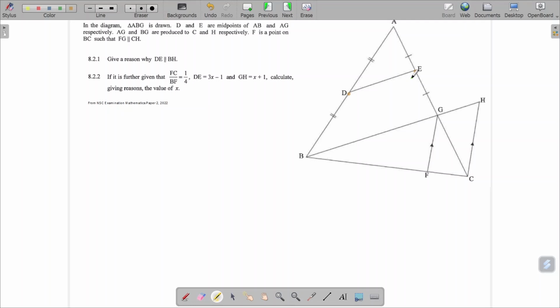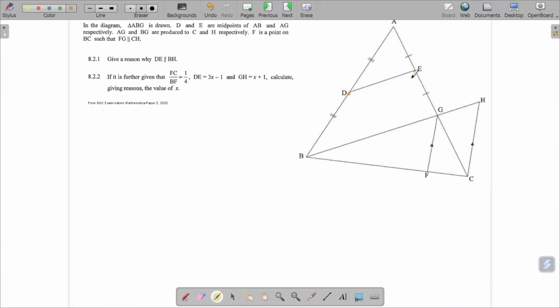And again, I said to you repeatedly, we know that in grade 8, it meant that things are going to be alternate, corresponding, and co-interior. We now know in grade 12 that it means that the sides are going to be in proportion. Okay, so 8.2.1, what reason is DE parallel to BH?